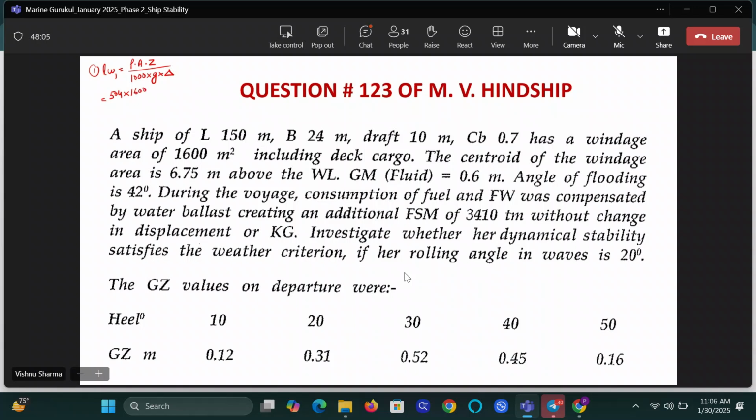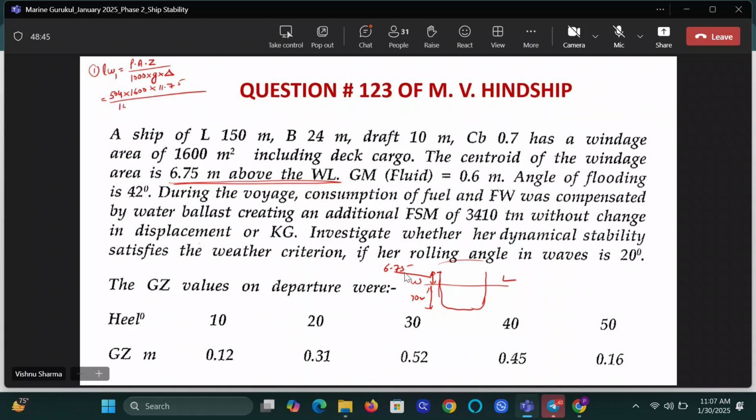1600. Okay, very good. What was Z? Z was the distance of the centroid of the windage area from half the draft. So here is the water line. Draft is 10 meters. And he says the windage area is at a distance of 6.75 meters above the water line. Am I right, guys? Yes or no? Correct? So what will be the value of Z here, guys? Yes. How much? 11.75. 11.75, right?